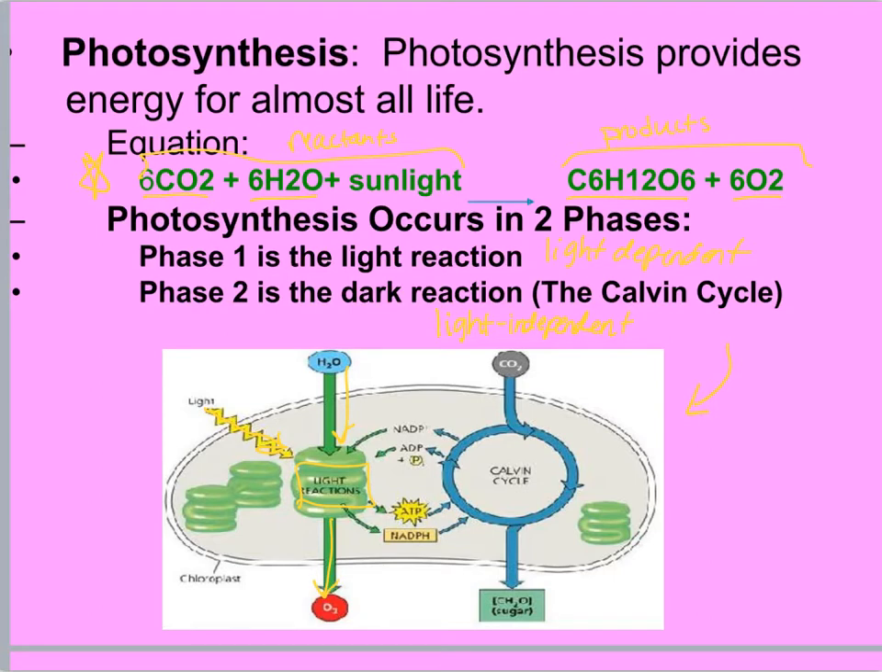Another thing that happens is NADPH and ATP are made, and they go into the dark reaction, the Calvin cycle. Another thing that goes into the dark reaction is the CO2. And then what is released is the glucose, sugar. So this would be a great summarization of what happens.